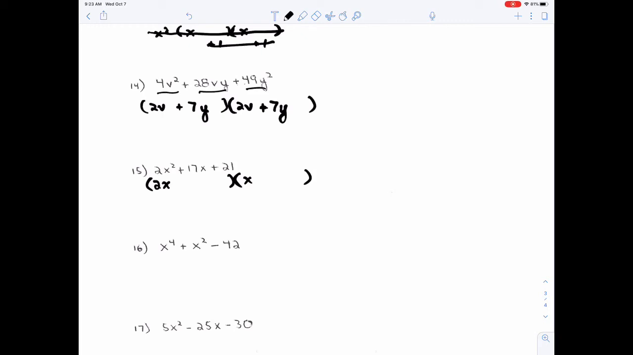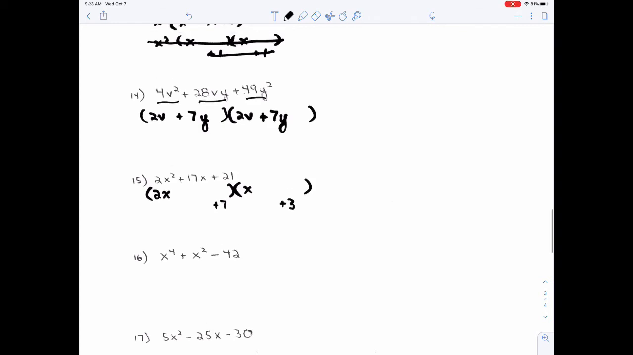Now let's try 21. Let's go for plus 7 and plus 3. What would that give us in the middle? That would give us a 7x and a 6x, which is not 21. Would switching them help? Yes, because I have the 2x on one of them and the x on the other. So it hasn't happened yet.